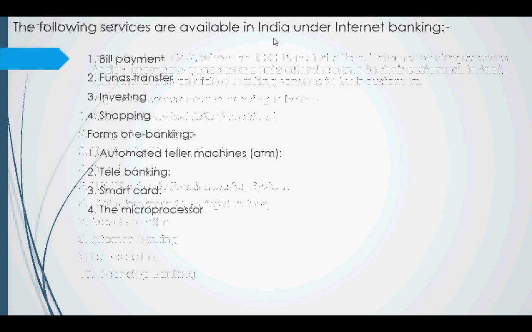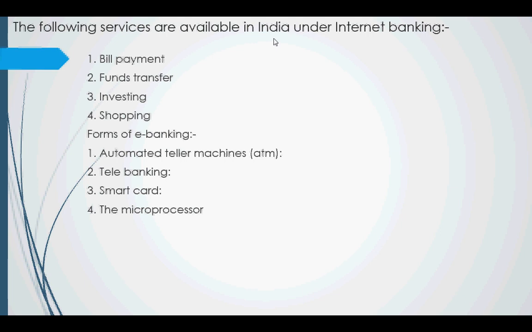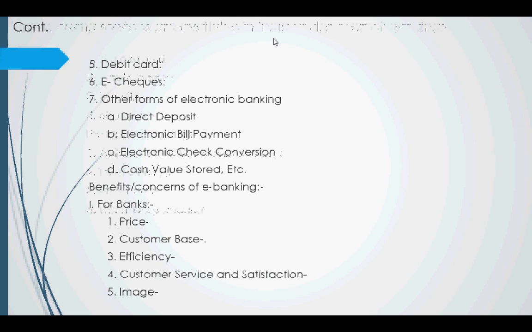Bill payment, fund transfer and investment are also made easy. Suppose you want to invest in the stock business, you need not visit the bank branch to open an account, and even to consult brokers to open a demat account, it will be easy. And shopping too. These are the benefits available to customers. Different forms of e-banking facilities are available through microprocessor, smart card, telebanking, ATM, debit card, check and e-checks. There are different forms of electronic banking like direct deposits, electronic bill payment, electronic check conversion, cash value stored, etc.